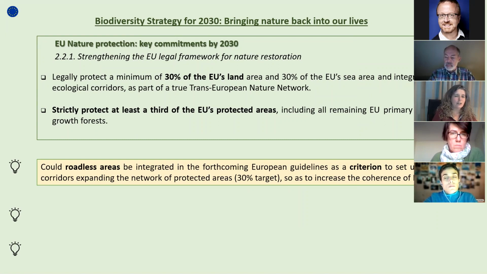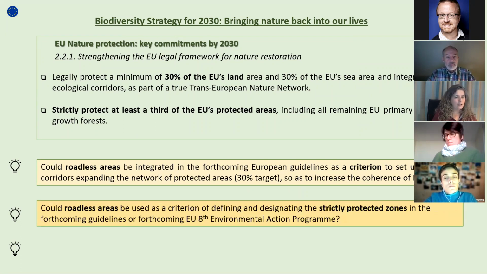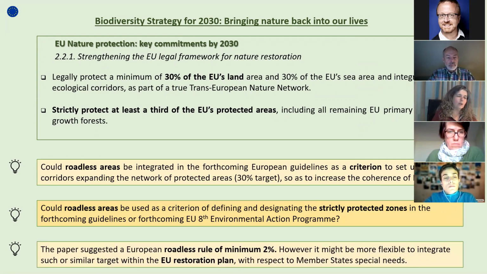This is the 30% target, so as to increase the connectivity of the Natura 2000 network. And even more important is if roadless areas could be used as a criterion to define the strictly protected zones within the network. In our paper, we have suggested that it's time that Europe moves on and follows the USA example to have a European roadless rule of a minimum 2% of European land set as roadless.